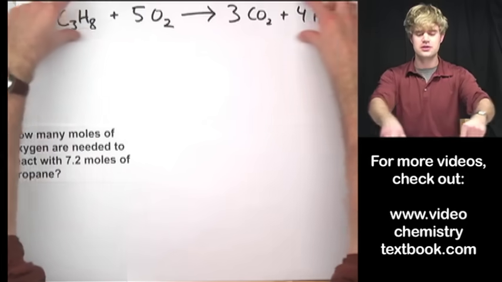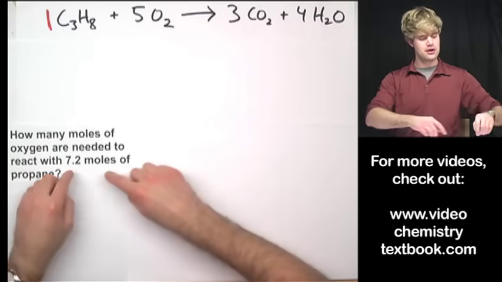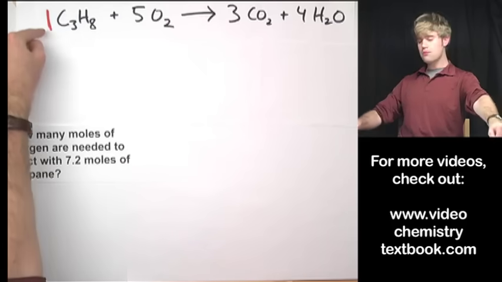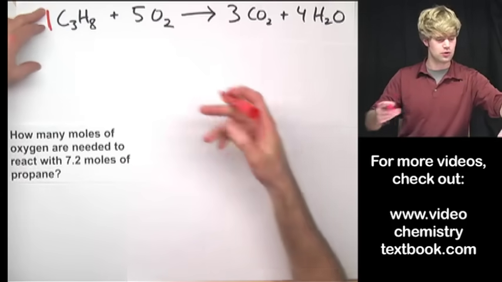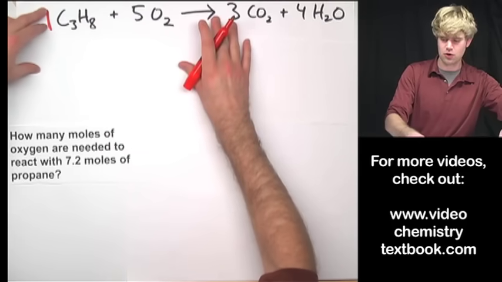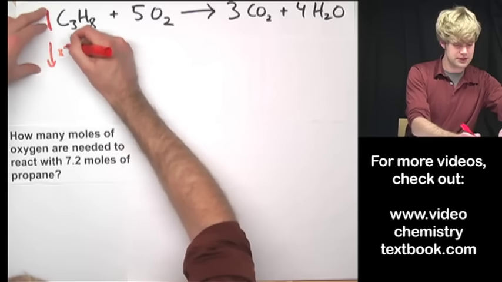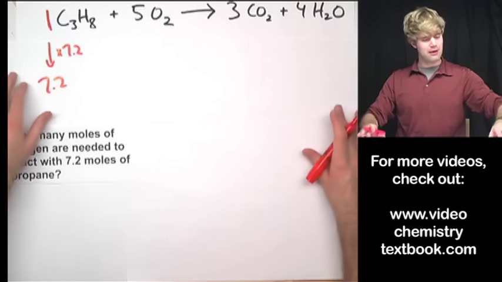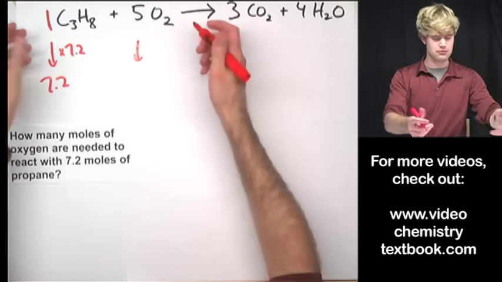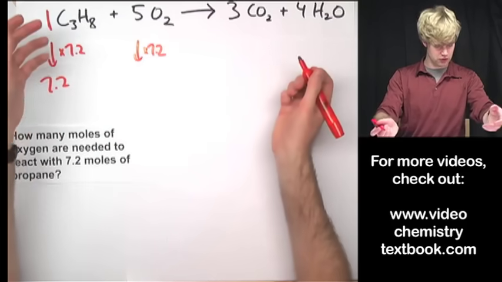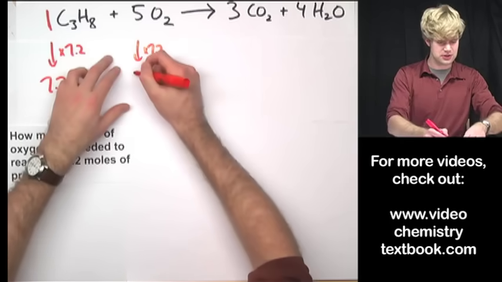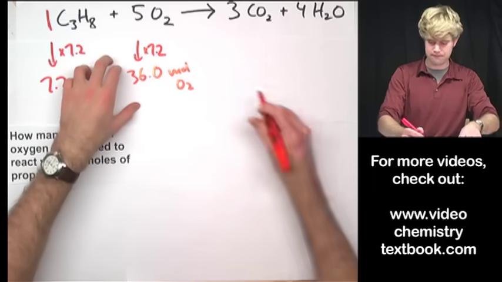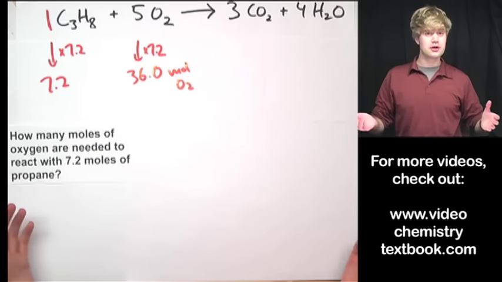What do we have to do to this equation to size it up so that we're starting with 7.2 moles of propane? Right now we're starting with 1 mole of propane, okay? So this isn't the hardest thing in the world. We're going to have to multiply this whole equation times 7.2, and that's going to give us 7.2 moles of propane. How many moles of oxygen are needed? Well, we have to multiply it by 7.2 as well, and that math is going to give me 36.0 moles of O2.